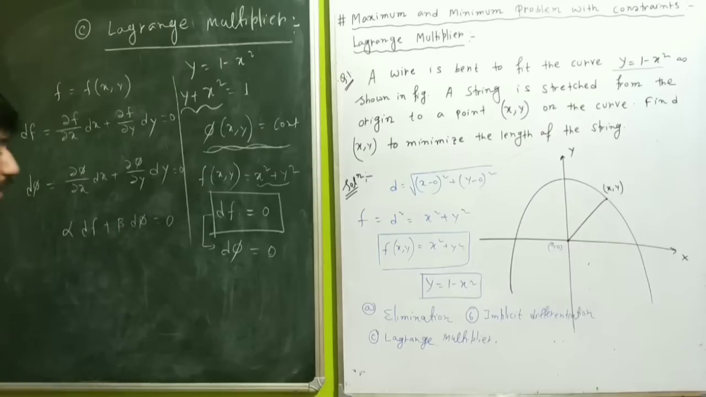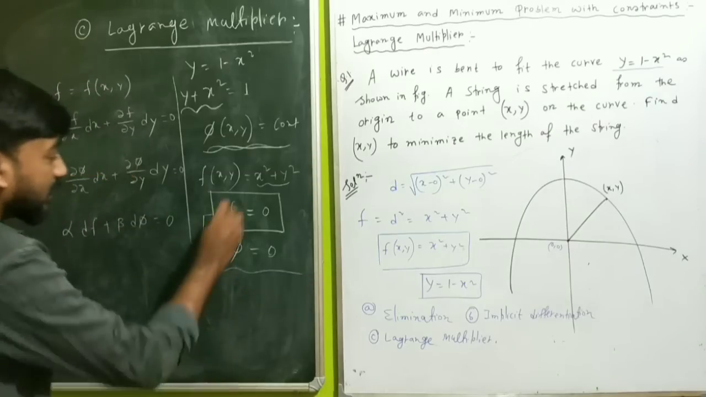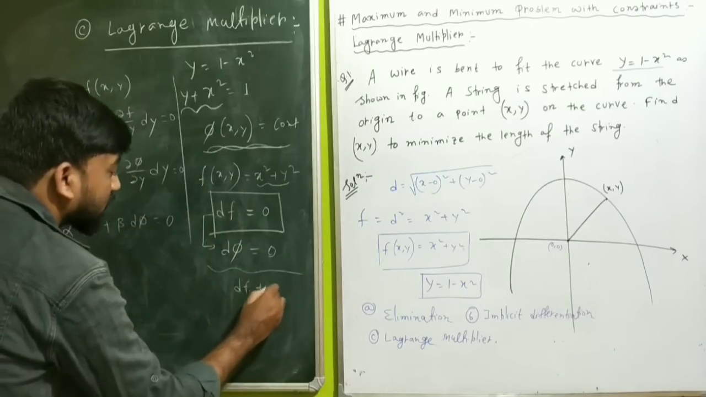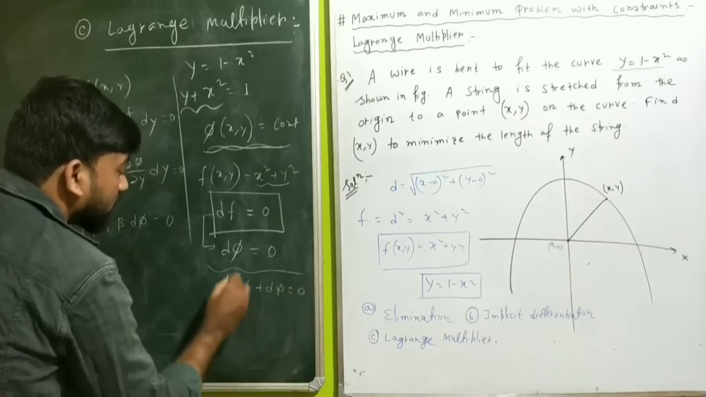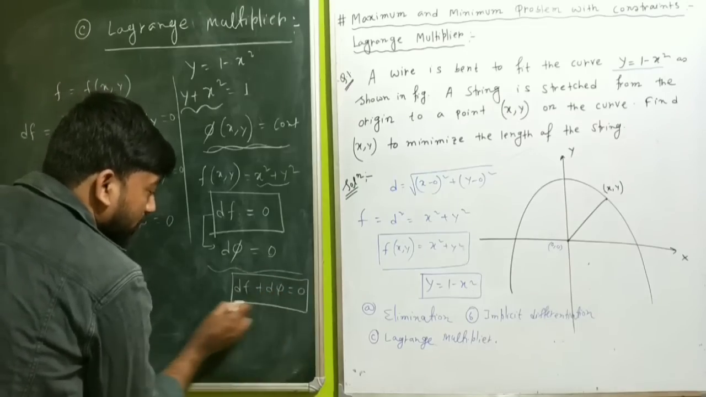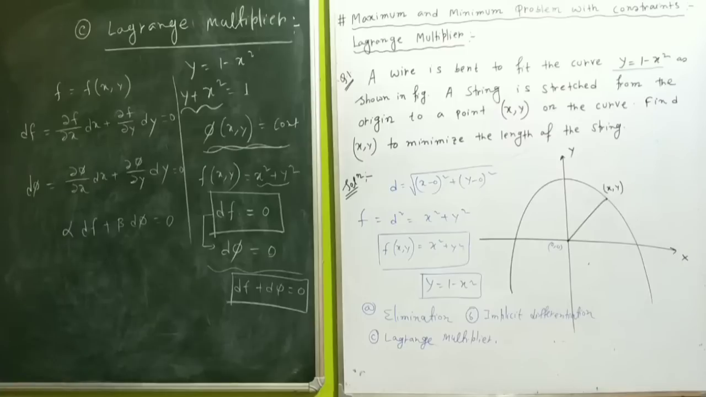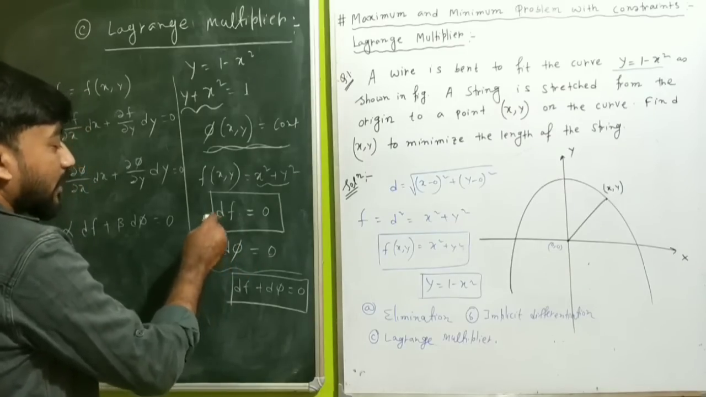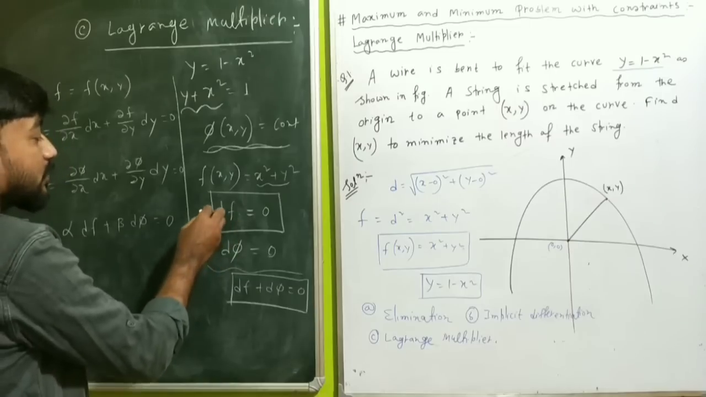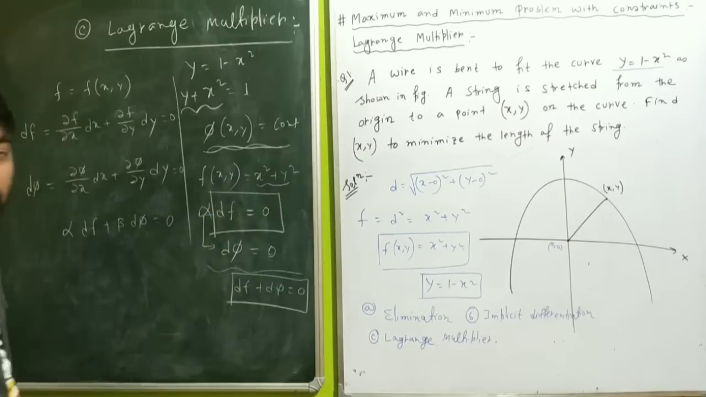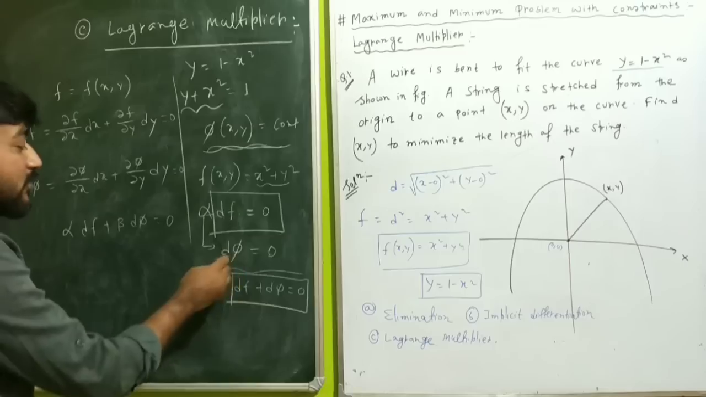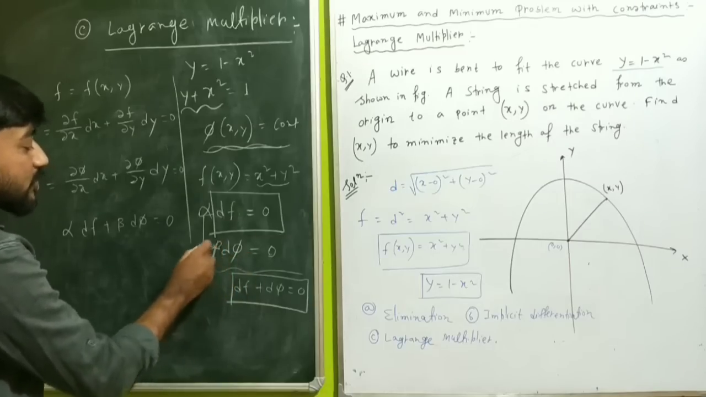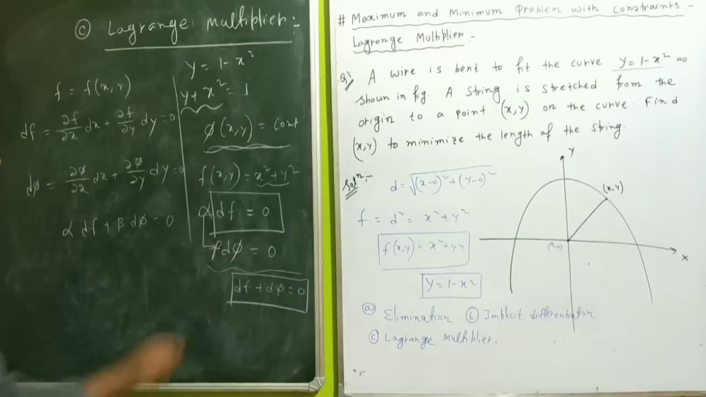But you cannot do it like this. Please keep in mind, you cannot do that df plus d phi is equal to 0. This is not wrong, but this is not the general case. Because you know what? If df is equal to 0, then obviously if you multiply this df with some constant, alpha df is equal to 0. And similarly, if we multiply d phi with some constant, then beta d phi is equal to 0. So there should be some proportionality constant.